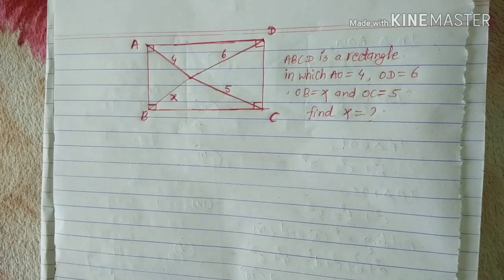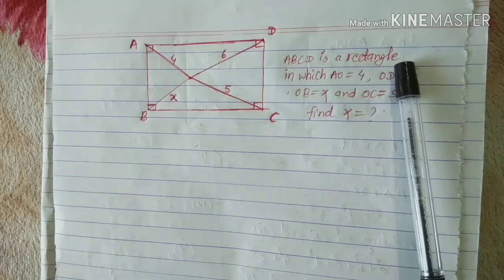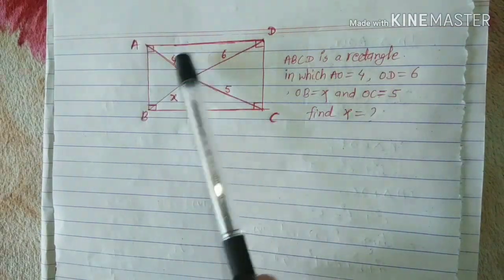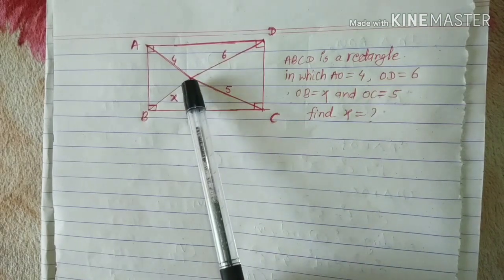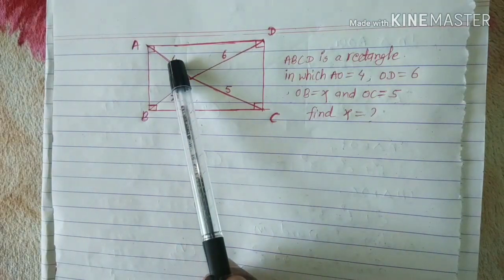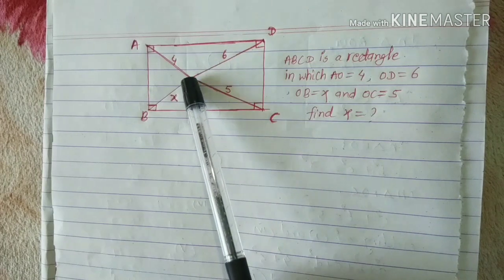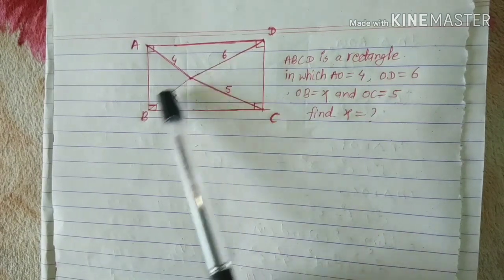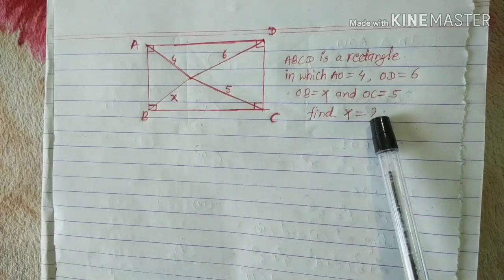Today I came here to solve one of the most interesting questions, as you can see here. The question is: ABCD is a rectangle in which AO is equal to 4. Here is the point O, the intersecting point. AO is given as 4, OD is 6, OC is 5, and OB is X, and it is asked to find X.